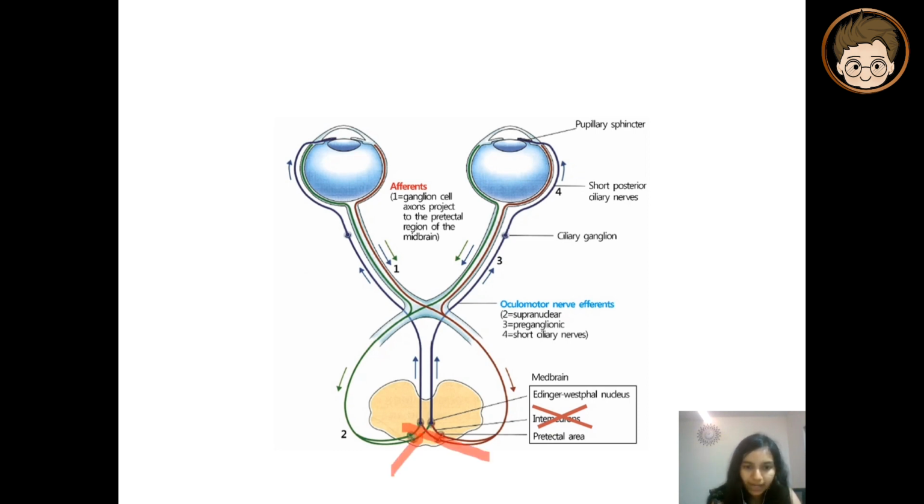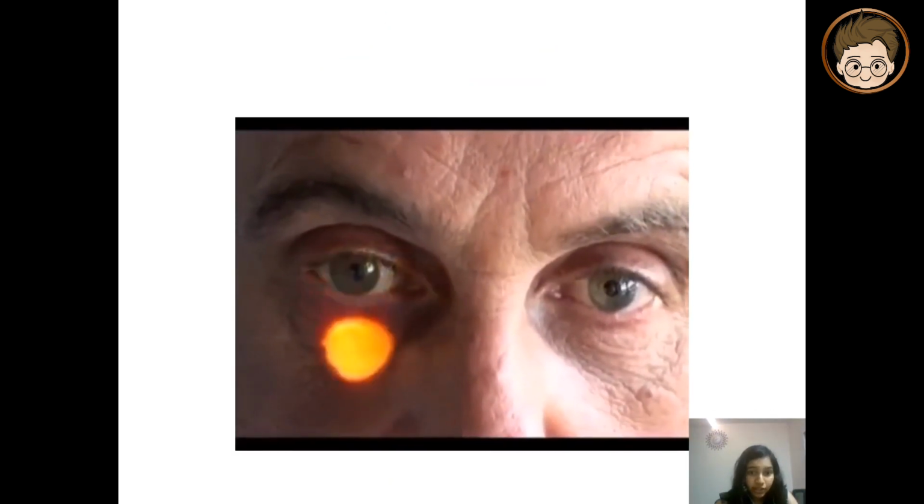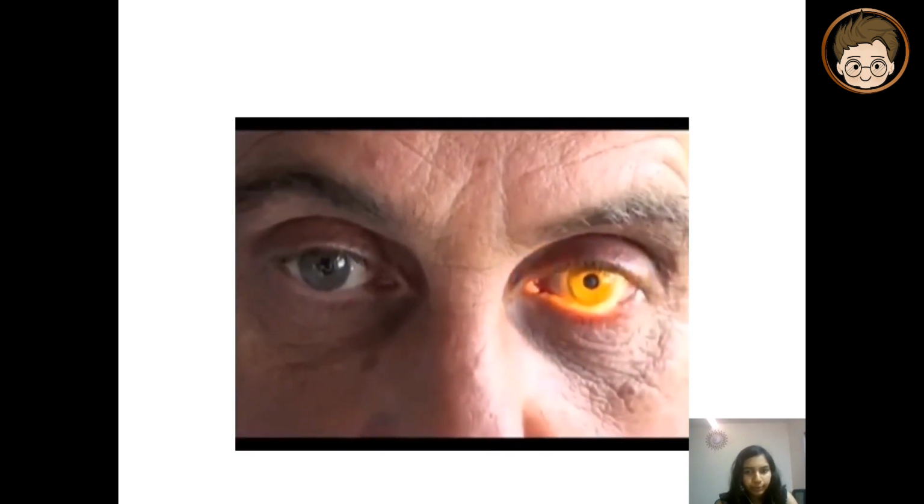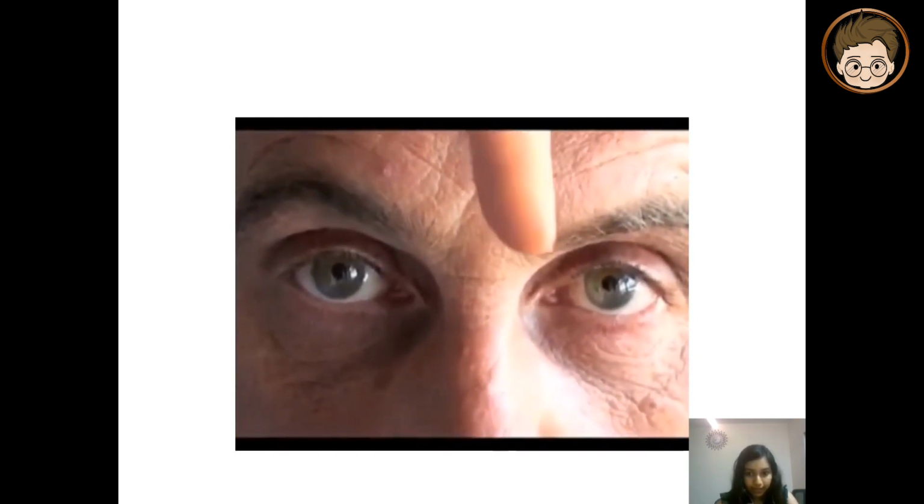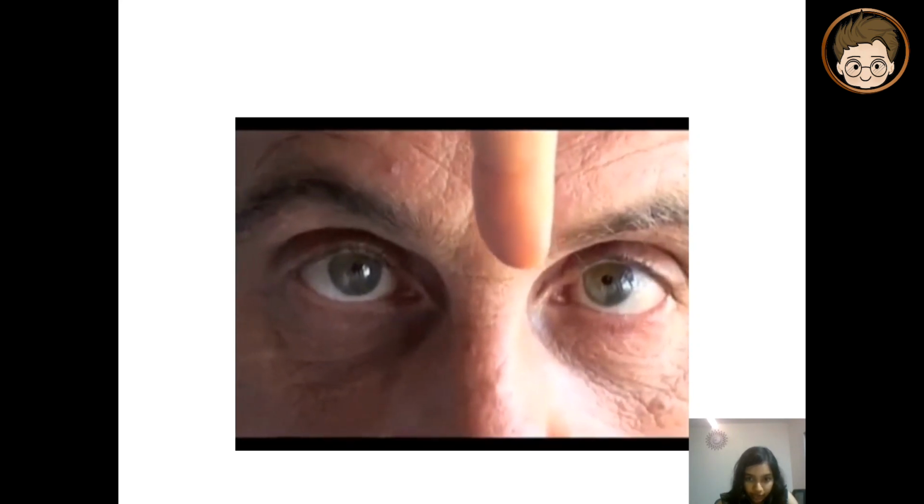So what happens? It is a bilateral condition. Here the impulse is not traveling to the Edinger-Westphal nucleus, so there is no light reflex in both eyes. Light reflex is totally absent. As you can clearly see in this video, when light is shown to one pupil as well as the other pupil, there is no constriction of the pupil. The pupils are not reacting to the light. But when near reflex is tested, you can see that there is constriction of the pupil.